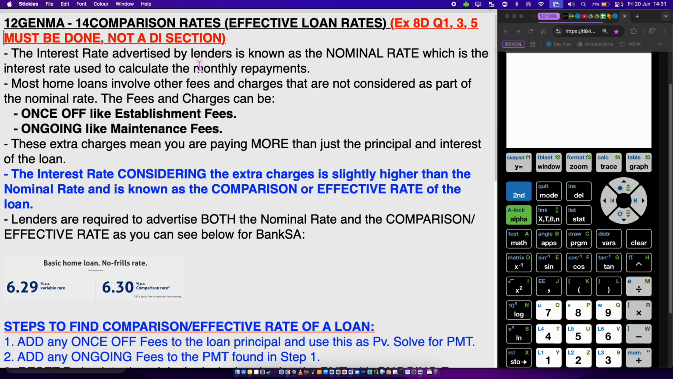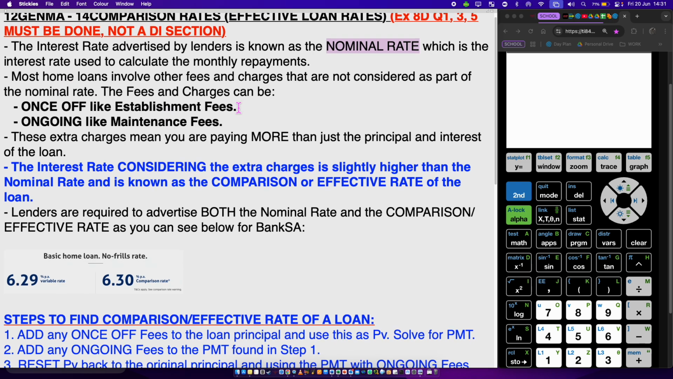So the interest rate advertised by lenders is known as the nominal rate. It's the interest rate used to calculate your monthly repayments. But most home loans involve other fees and charges that aren't considered as part of the nominal rate. Some of these are once off, like establishment fees. Some of them are ongoing, like maintenance fees.